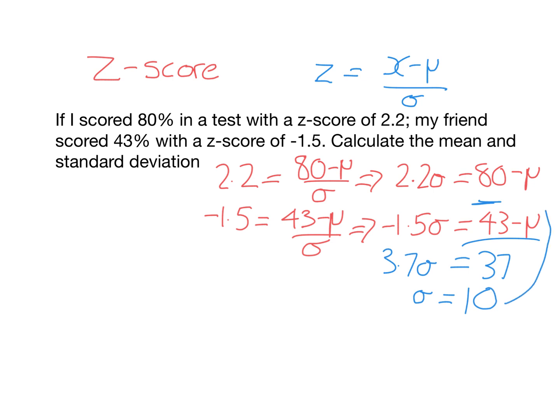Now I can simply substitute that into any of the equations. I'll just do it in this one. So I get 2.2 times 10 equals 80 minus the mean. So the mean's simply 80 minus 22, which is 58. In this question, the mean was 58, the standard deviation 10.